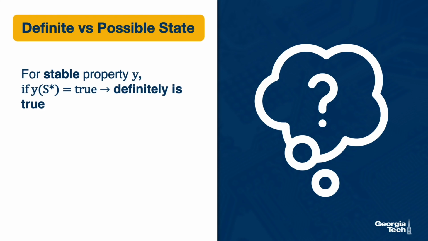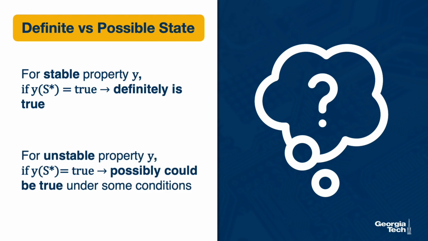So if we determine that the system is in a state with a stable property, we know that that's definitely going to be the state of the system at the end eventually. If we determine that the system is in a state where an unstable property is true, then we know that there is a possibility for that unstable property to be true at the end of the execution.